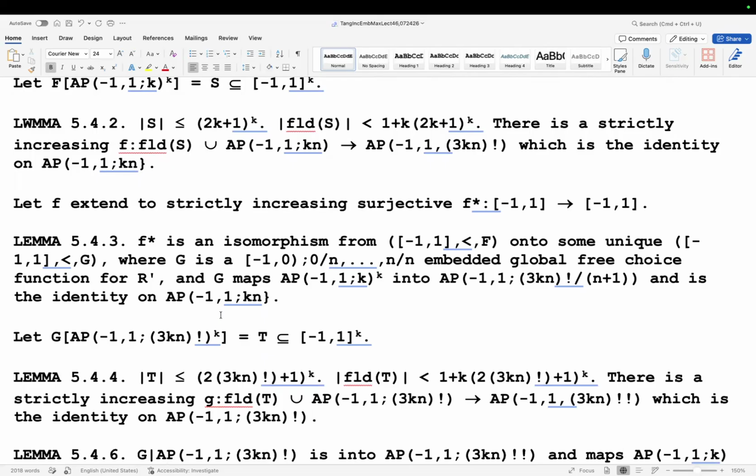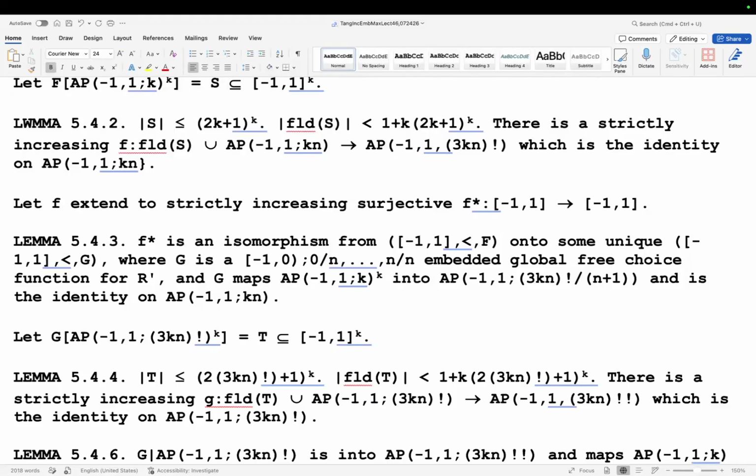So when you do that, you get an isomorphism. So the original infinite global animal, F, becomes a new global animal, G, which is still embedded and still a global free choice function, and now does map the original little arithmetic progression into this intermediate one, right? Because I did it by composing, so to speak. And it's the identity on here. Yeah, so you can do this. This should be it. There. You can do that.